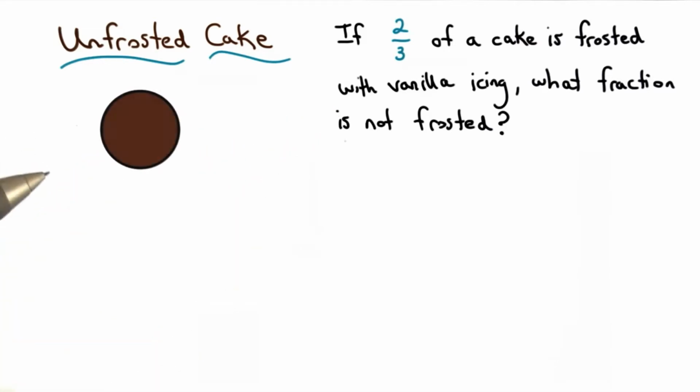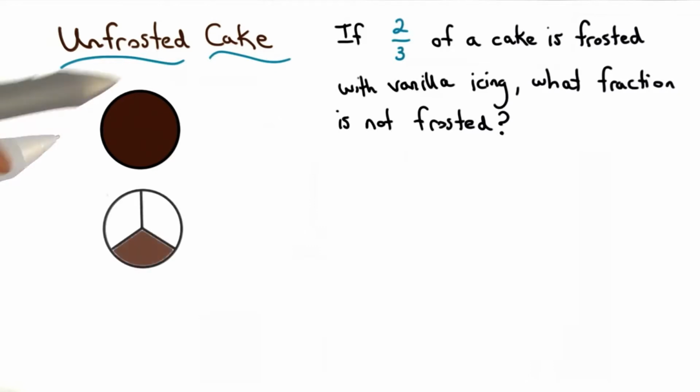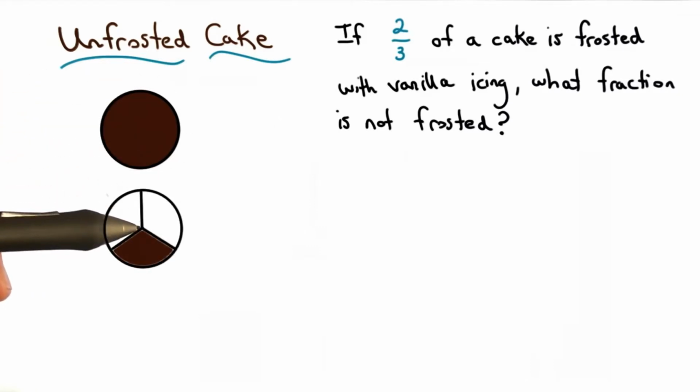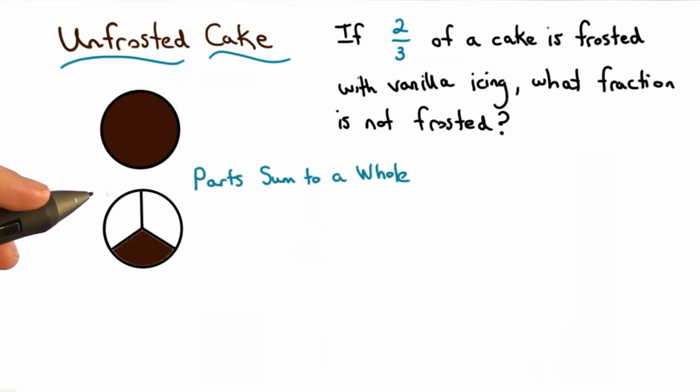Well, let's start off by looking at a cake. Here's a whole chocolate cake, and I'm going to ice 2/3 of it. So I've split my cake up into thirds, and I iced 2 of those thirds. Here's 1/3 and 2/3. One way to think about this is that the parts must add up to the whole.